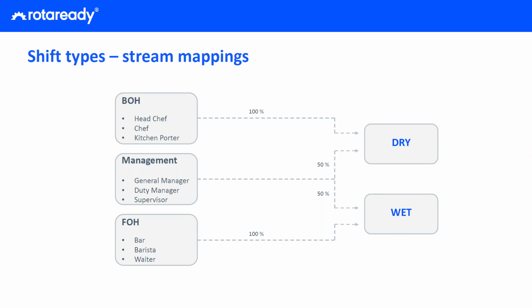Do bear in mind that if you do not map your shift types with a stream, you will end up with unallocated figures on your cost control, which can disturb your weekly forecasting, budgeting, and reporting by department.